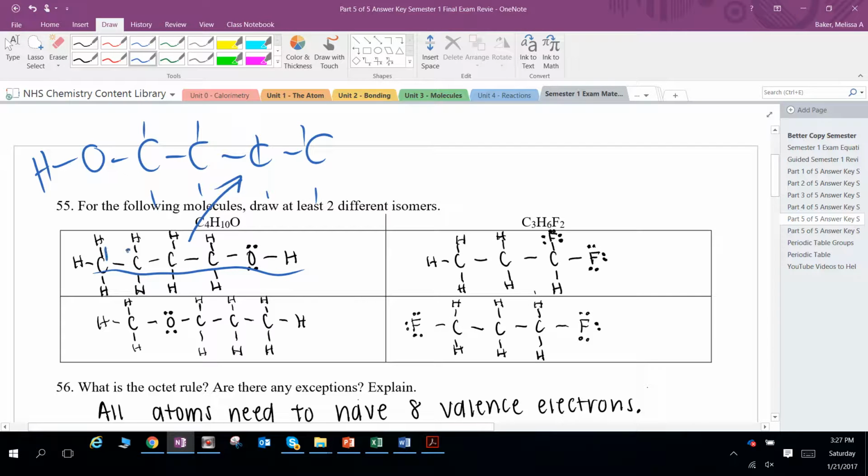But if I'm to number the carbons, 1, 2, 3, 4, and I start here, 1, 2, 3, 4, you see it's the same exact arrangement. So just because you draw it in a flipped around order or something rotated around a single bond doesn't actually mean that it's a true isomer. But this one, if you look at the backbone, it goes carbon, oxygen, carbon, carbon, carbon. So that would be an isomer.